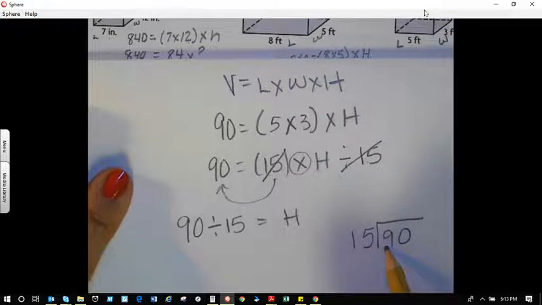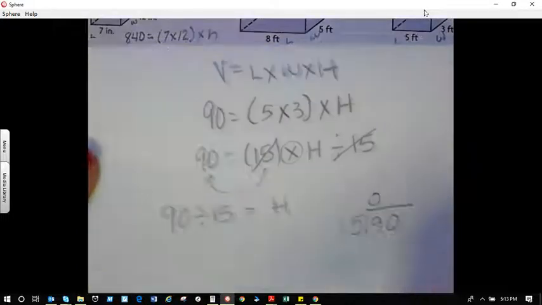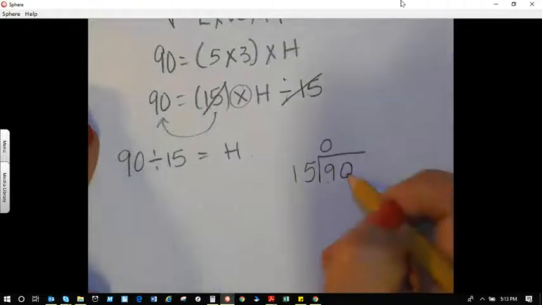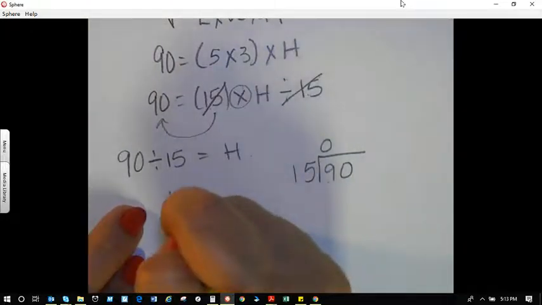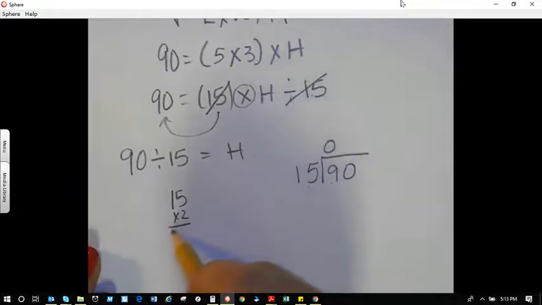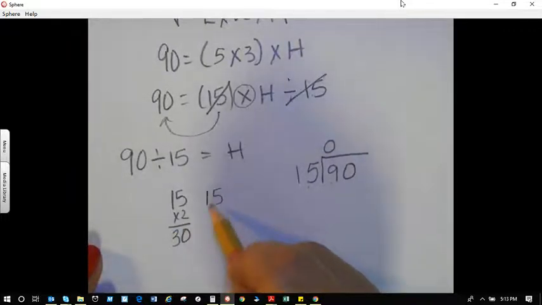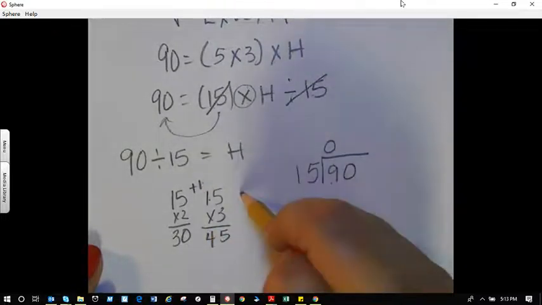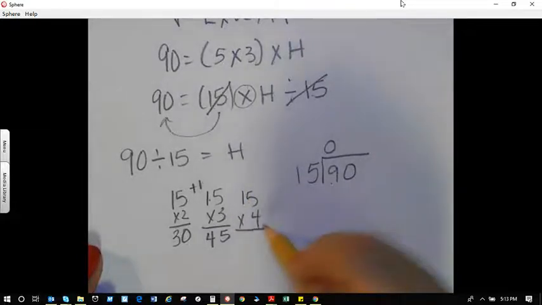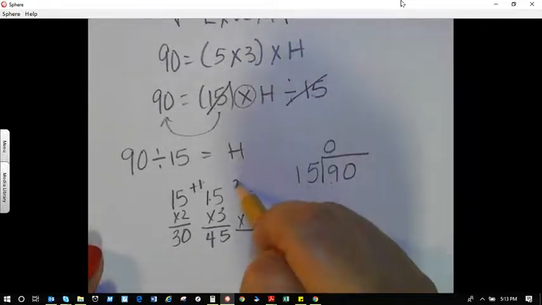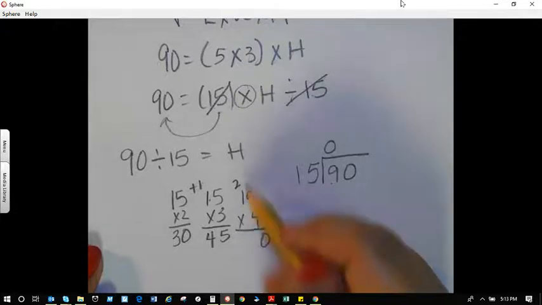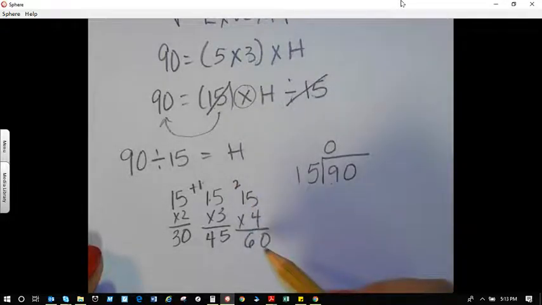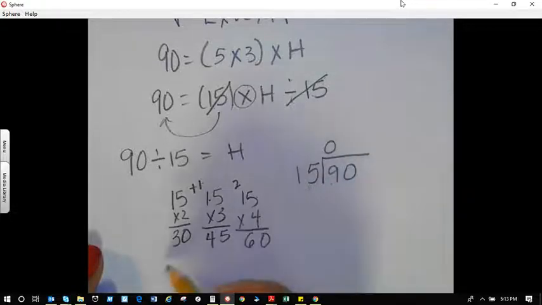15 cannot go into 9 0 times. So I have to figure out how many groups of 15 can go into 90. Well, 15 times 2 equals 30. 15 times 3. 3 times 5 is 15. Carry my 1. 3 times 1 is 3 plus 1 is 4. So that's 45. 15 times 4. 4 times 5 is 20. Carry my 2. 4 times 1 is 4 plus 2 is 6. I'm almost there. I still have some more growing room.